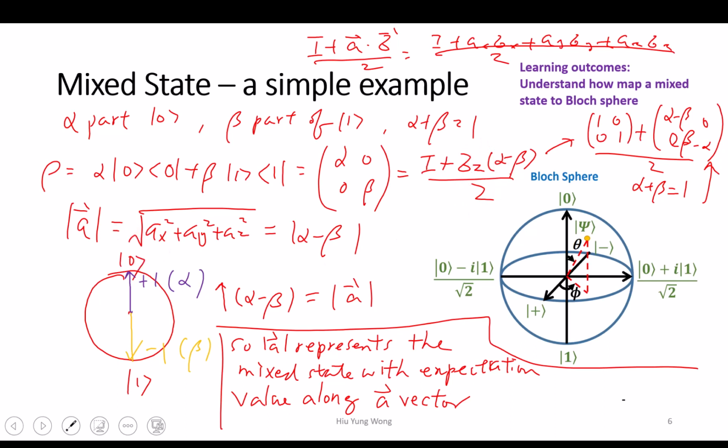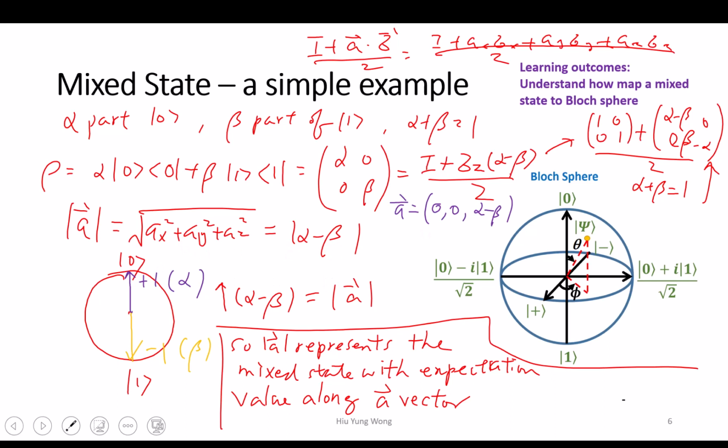Does anyone know what A is in this case? For the Z, can you give me the whole thing? It's 0, 0, and only alpha minus beta, because in my notation here I have the 2 outside. Last time I had A and A dash, which can be confusing, but from now on I will call it A. This is the A vector. Make sense?